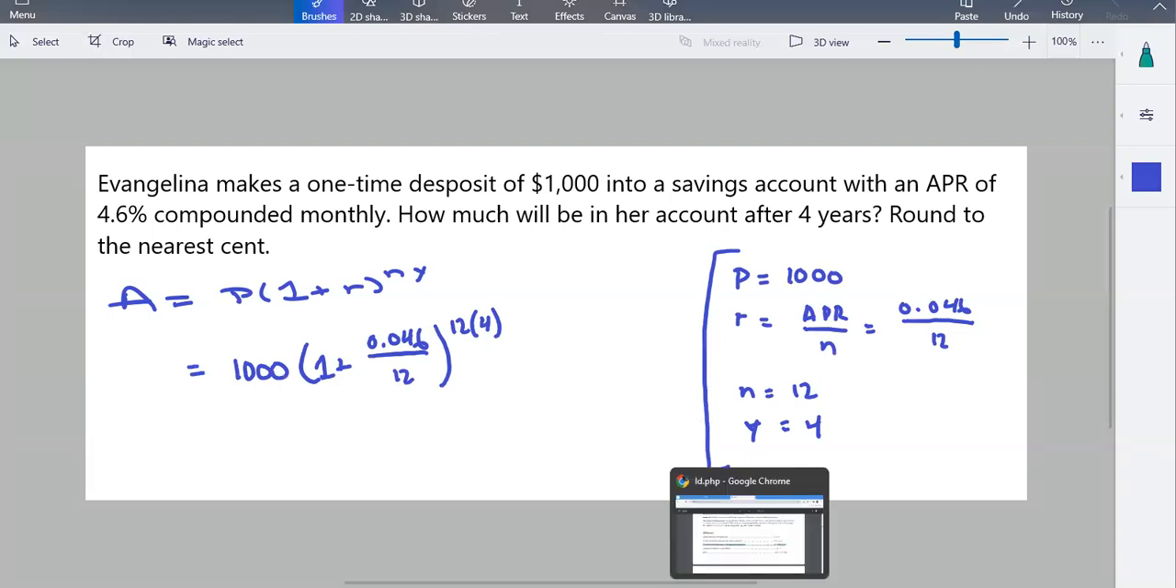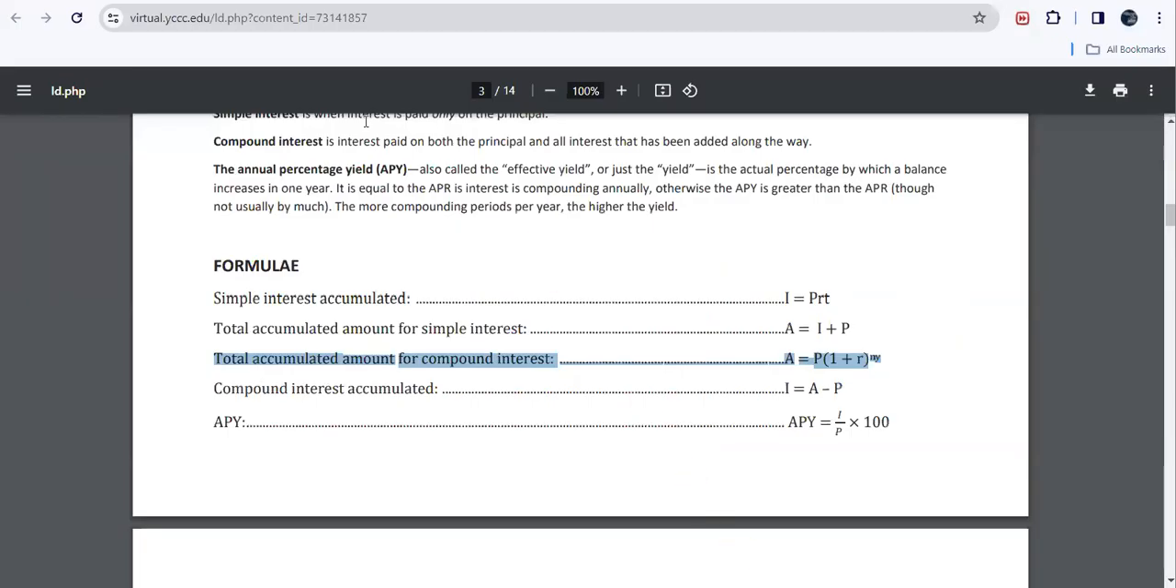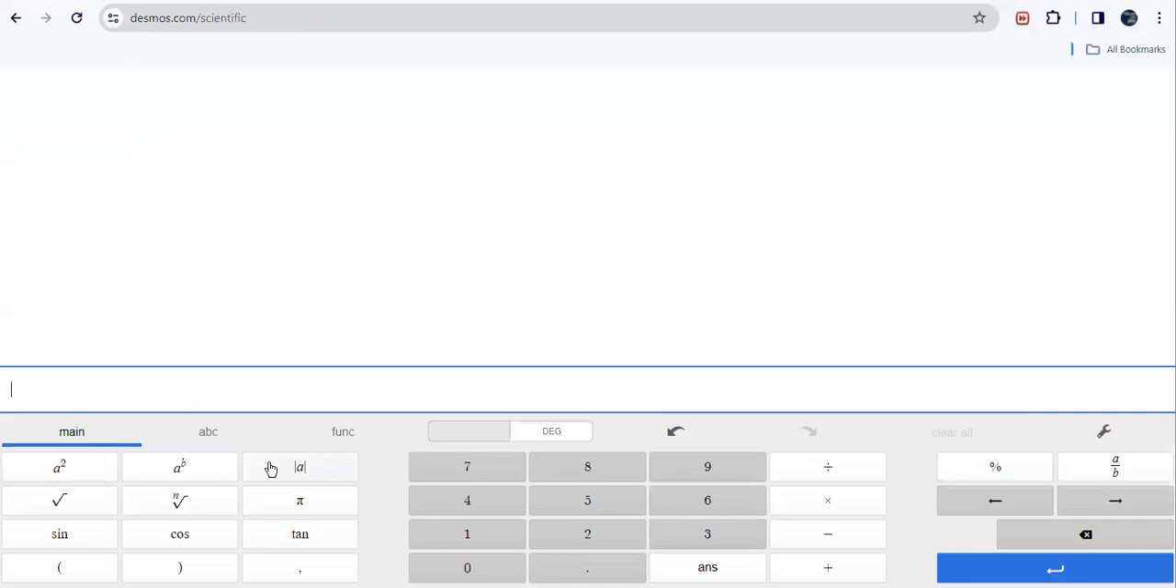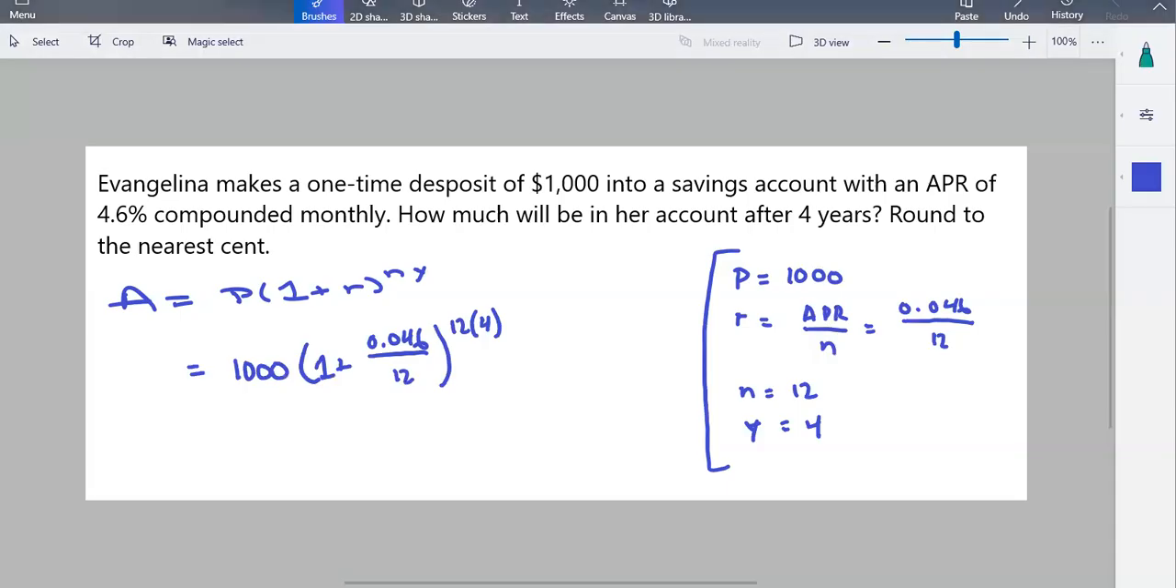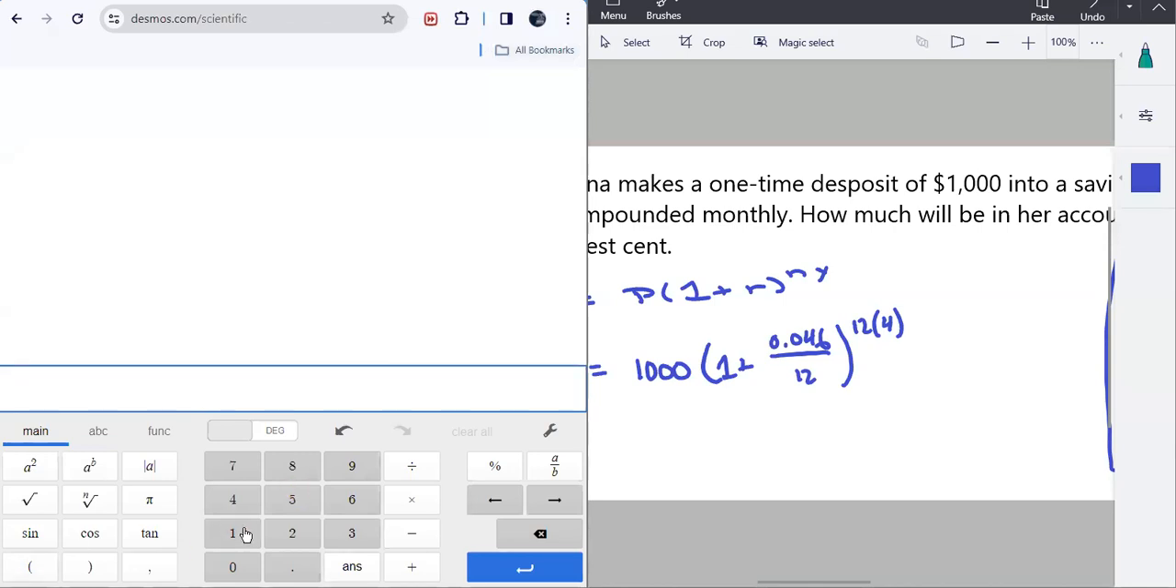So actually what I'm going to do is use the Desmos scientific calculator. It's free, available online. And I'm going to basically put this entire equation into Desmos all at once. It's going to avoid rounding until the very end, which is good. Okay, so I'm going to start typing things into Desmos, basically just how I see it. So I've got a 1,000. I've got parentheses, 1 plus, and then I've got a fraction, which is the same as division.